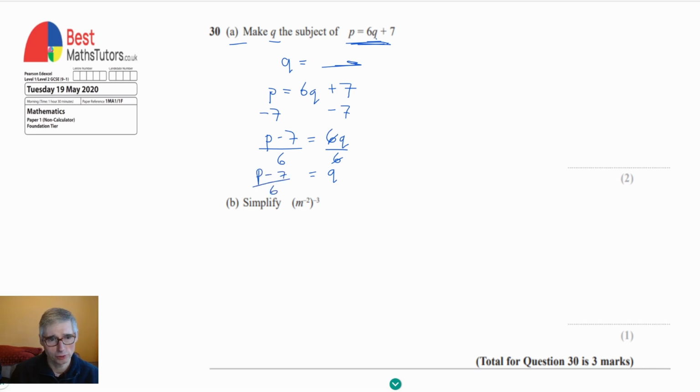And if I did want to, I can just change the order there. So I can just say Q equals P minus 7 over 6. And I've only done that just because it looks a bit nicer if the thing that you're making the subject is on the left-hand side.